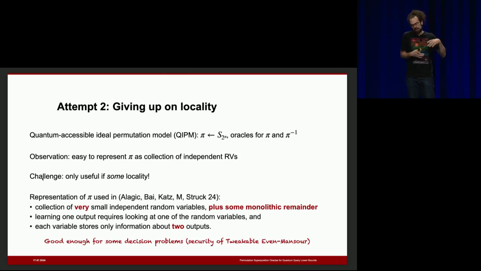So learning an output only requires us to look at few of these random variables. Some partial progress in this direction has been made in the context of decision problems. We were able to figure out a representation of a permutation as a collection of random bits plus some monolithic mess that we kind of gave up on. This collection of random bits is useful because learning one output requires looking at one particular bit, and each of these bits stores information about only two outputs. So this turned out to be good enough for decision problems, but not for search.